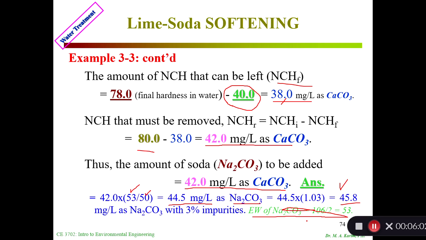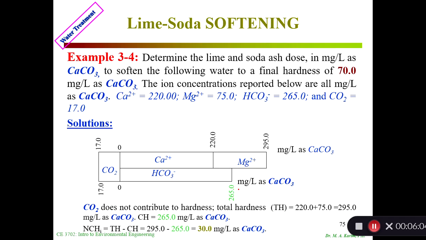Okay, so now here is another problem. Because in the last problem, magnesium minus 40 was less than zero, so it didn't contribute anything. This one will give us a better idea to go to the right side of the flowchart and use all of it. The same way, this time we would like to bring it down to 70, and the calcium is 220, 75 magnesium, 265 bicarbonate, and carbon dioxide is 70.